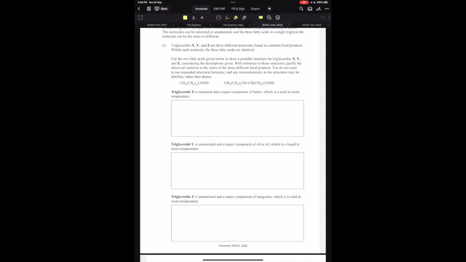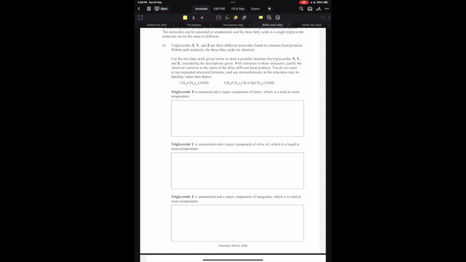The molecules in fats, solids at room temperature, often of animal origin, and oils, liquids at room temperature, often of plant origin, are triglycerides. A single triglyceride molecule is a triester of glycerol, propan-1,2,3-triol, and 3 fatty acids, long chain carboxylic acids. The molecules can be saturated or unsaturated, and the 3 fatty acids in a single triglyceride molecule can be the same or different.